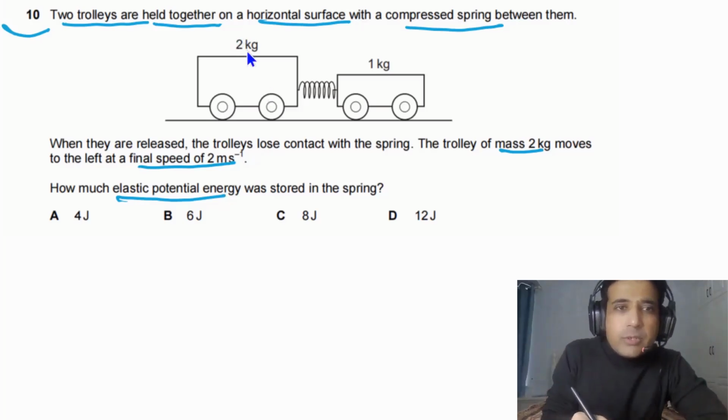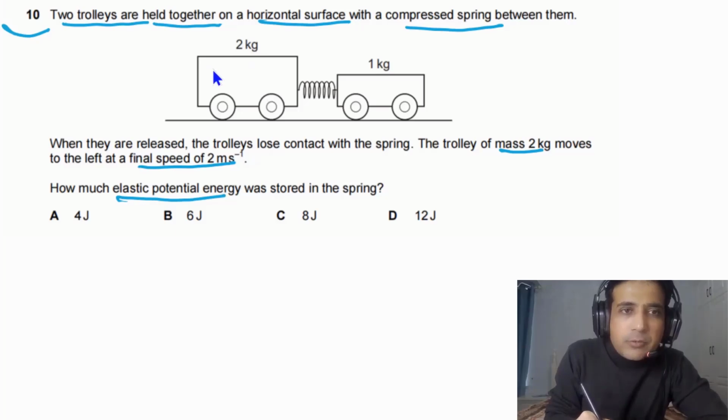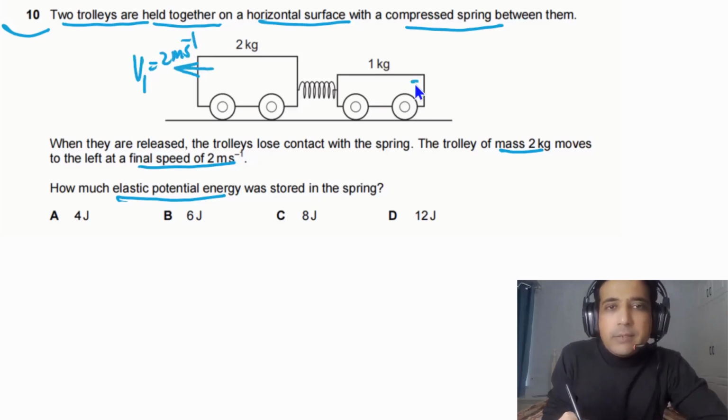For this question, we have the speed of the trolley of mass 2 kg. The speed of this one is given, and it goes to the left. So we can say the speed of this one is v1, and that is equal to 2 meters per second. And the speed of this trolley we need to find out. Let's say the speed of this trolley is v2. So we need to find out v2.